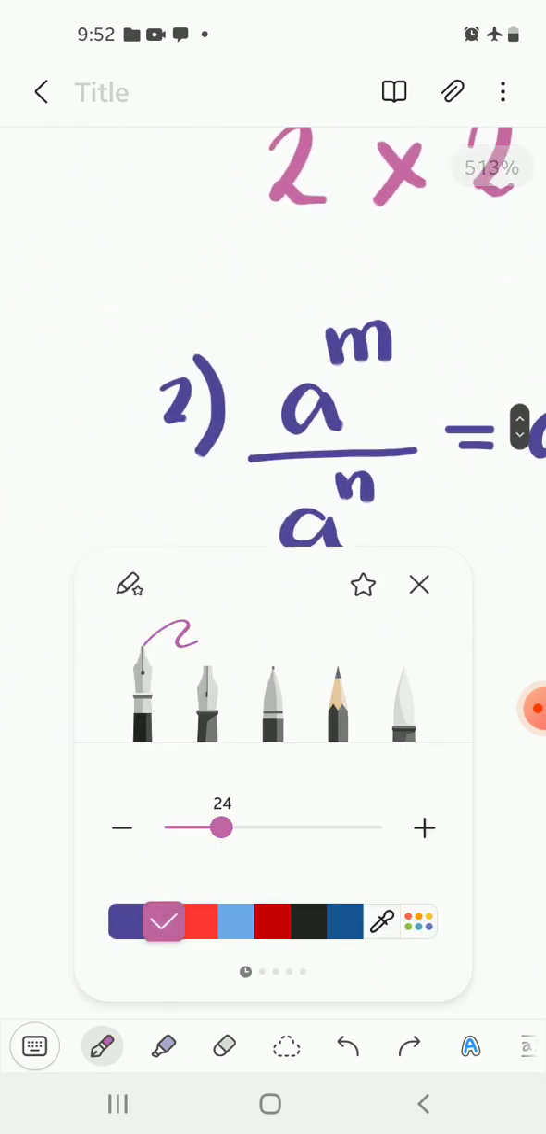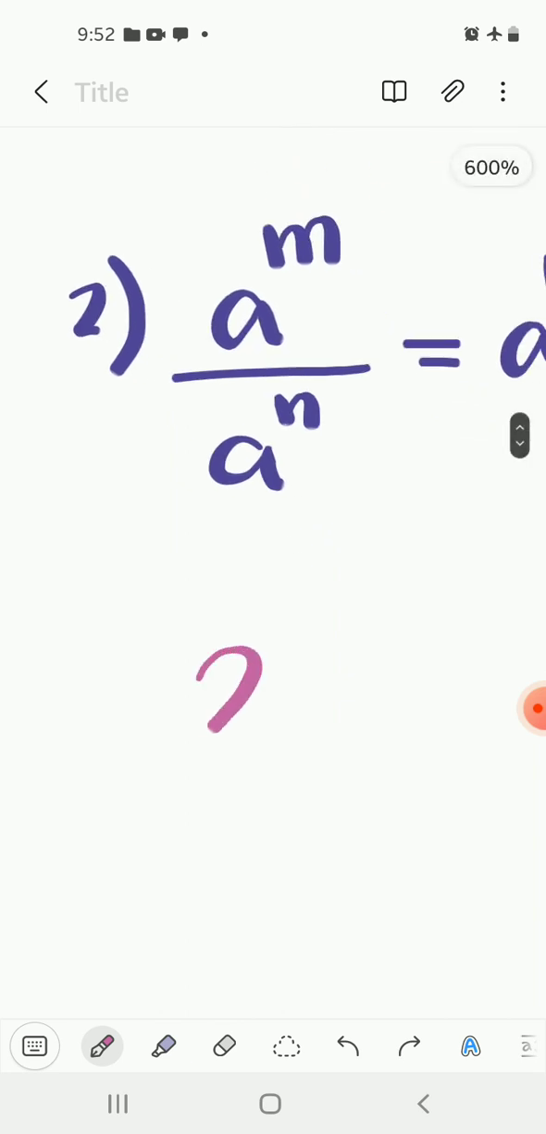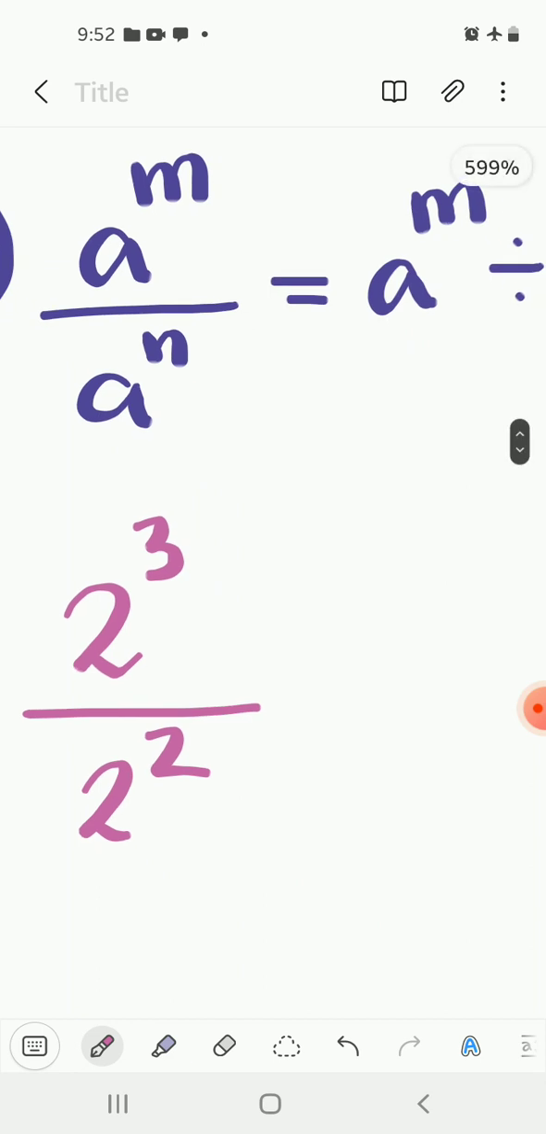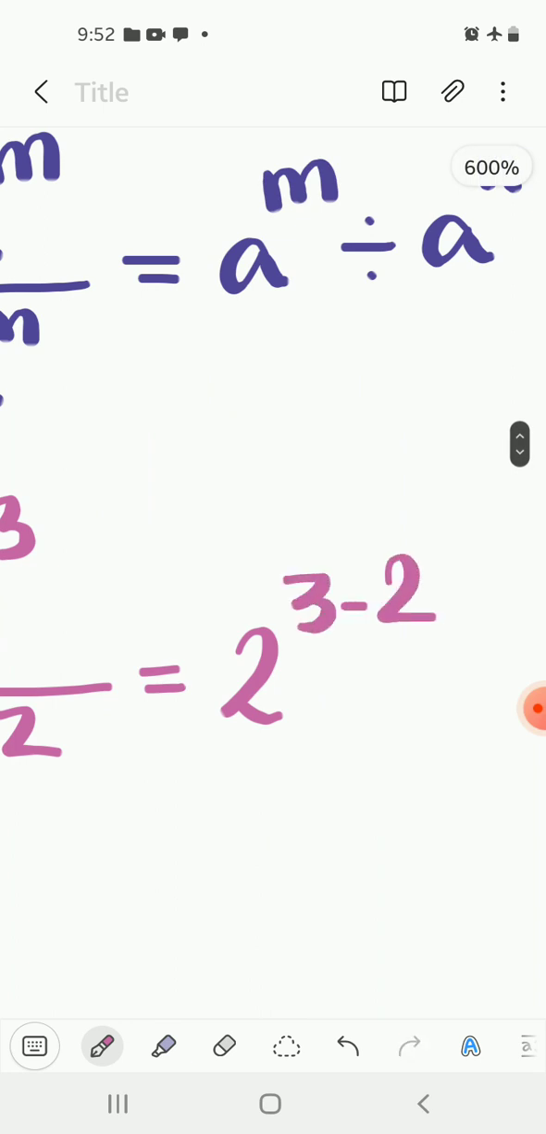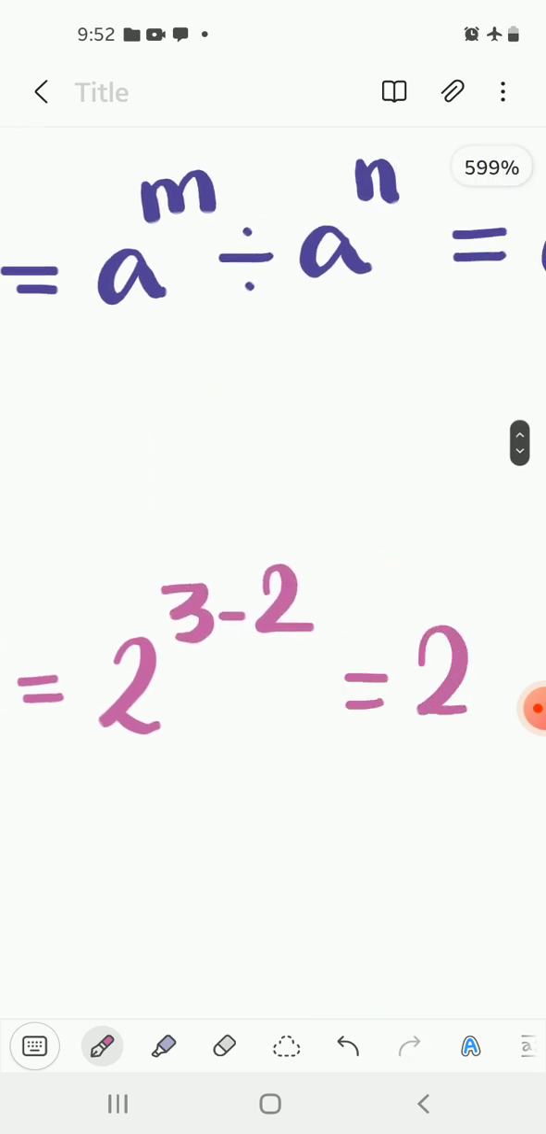Let's take an example to understand it better. For an example, if I'm given a number 2 to the power 3 by 2 to the power 2. It can be written as 2, with the power 3 minus 2, which becomes 2 to the power 1.